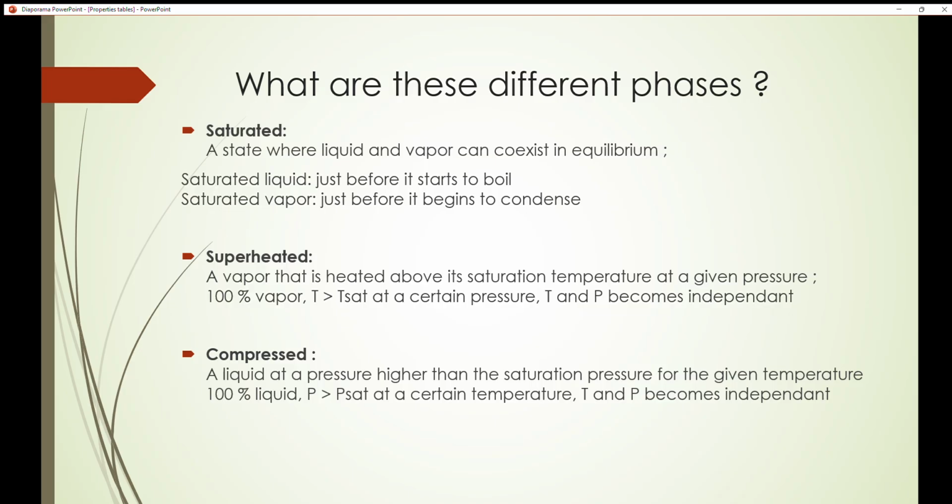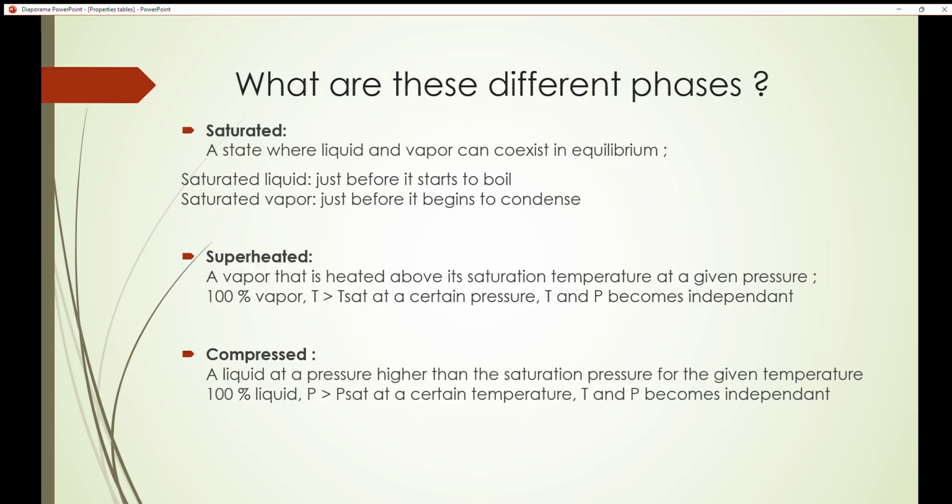The first one is called the saturated phase. It's a state where a liquid and vapor can coexist in equilibrium. Saturated liquid is basically saturated, which means it cannot hold more energy. If it holds more energy, it's going to change phase and it's going to boil. Saturated vapor is the same principle. It's saturated. It can't hold more energy. So when it has more energy, it's going to change phase. It is going to condense.